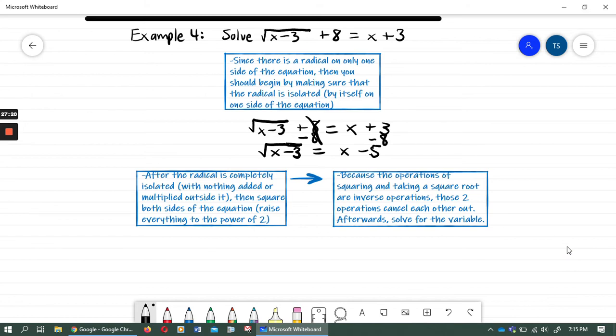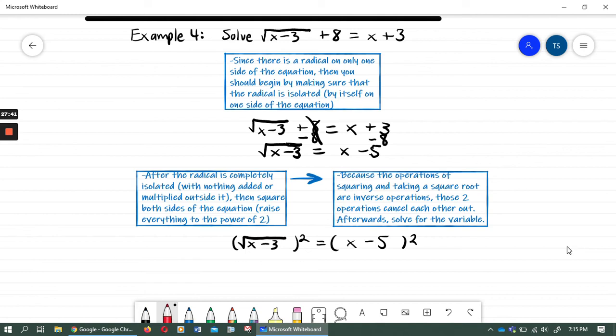All right, so let's go ahead and do that. Let's go ahead and square both sides of the equation. Square the left side, square the right side. When we square the left side, we're squaring the square root of x minus 3. And on the right side, we're squaring x minus 5.